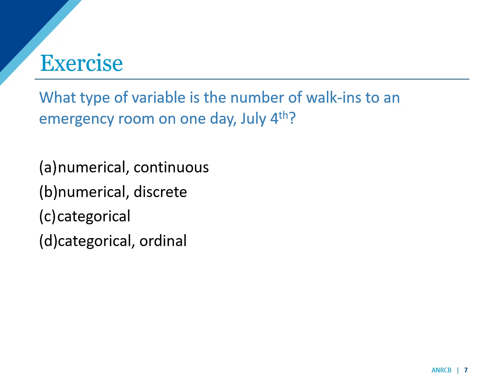Ask yourself, what type of variable is the number of walk-ins to an emergency room on one day, July 4th? This is a numeric discrete variable. It is a number, but it is a count. Again, you cannot have 1/2 or 1/4 of a walk-in. It can only be an integer.